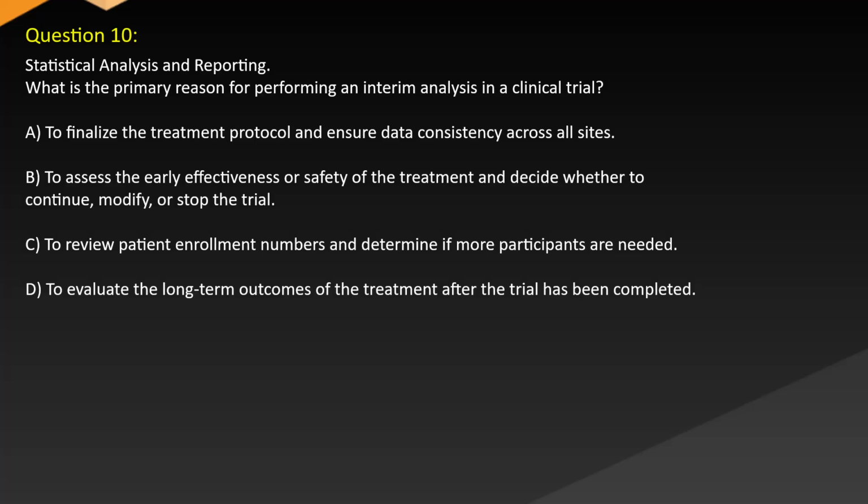What is the primary reason for performing an interim analysis in a clinical trial? A. To finalize the treatment protocol and ensure data consistency across all sites. B. To assess the early effectiveness or safety of the treatment and decide whether to continue, modify, or stop the trial. C. To review patient enrollment numbers and determine if more participants are needed. D. To evaluate the long-term outcomes of the treatment after the trial has been completed.